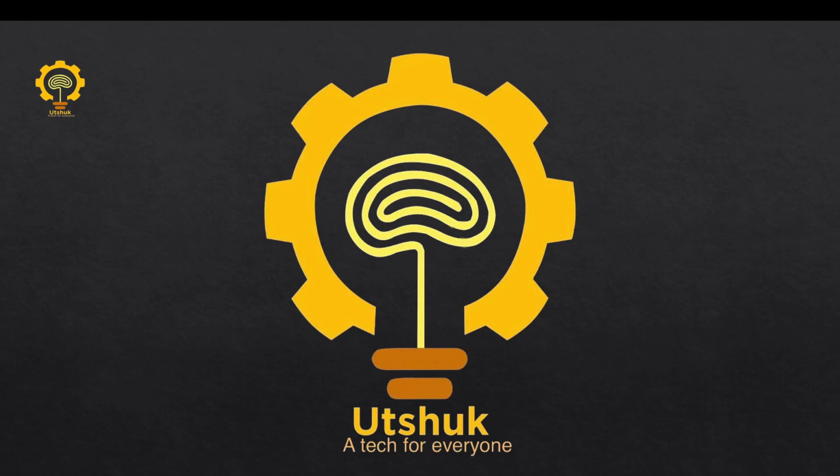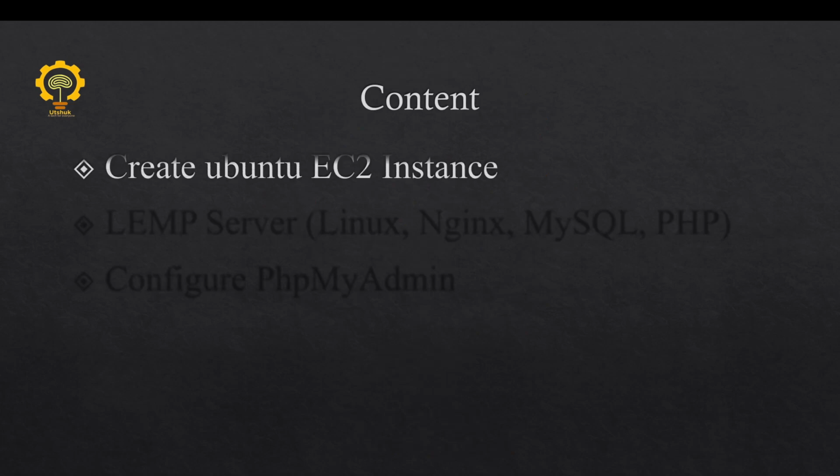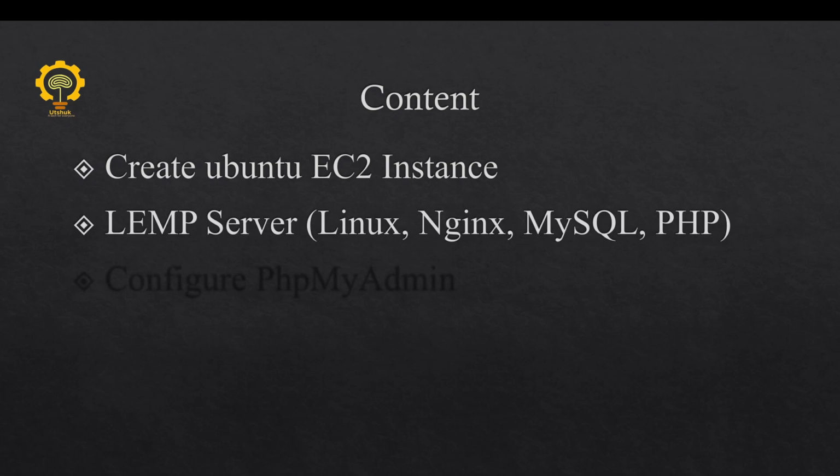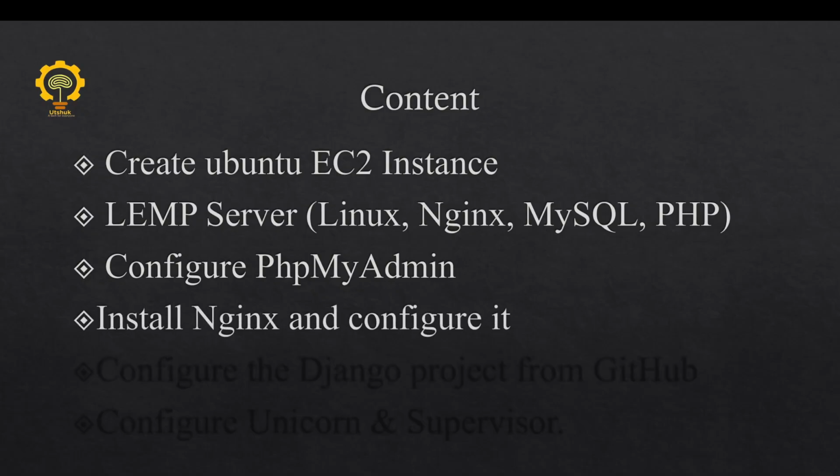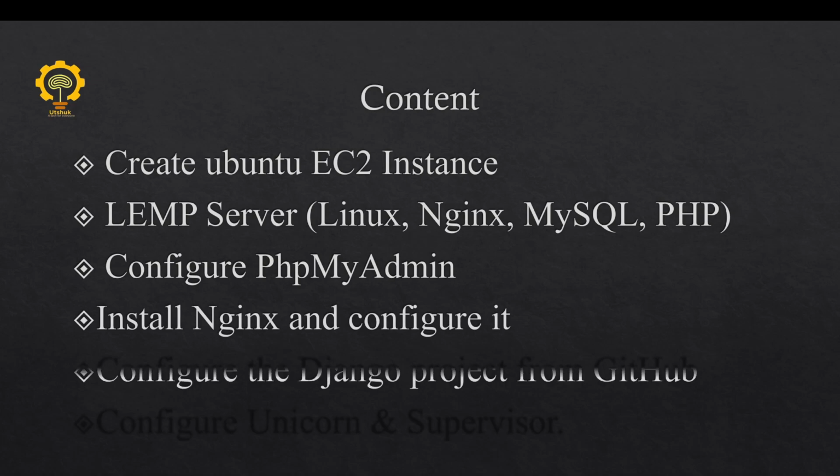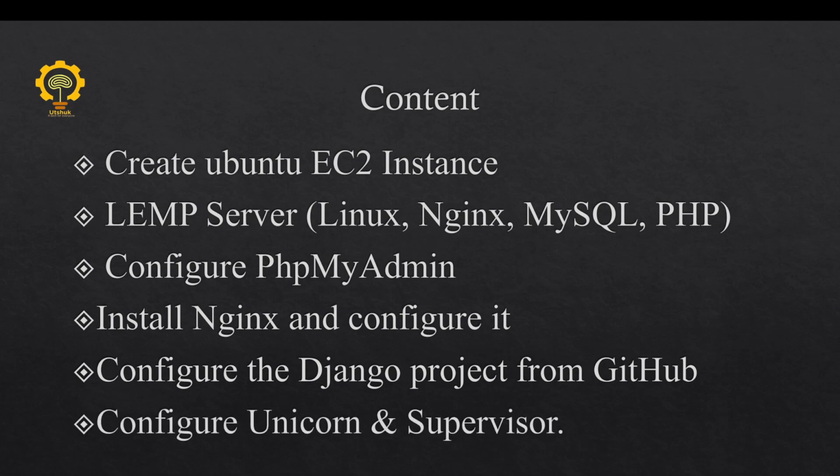So in this video, we'll cover some of the content: at first creating the Ubuntu instance and installing the LAMP server. After that, configuring phpMyAdmin and installing Nginx and configuring it. After that, we'll be configuring the Django project from GitHub. So we'll clone the project from GitHub and I'll be configuring Gunicorn and supervisor. While configuring, I'll provide all the details regarding each individual part and what it does.